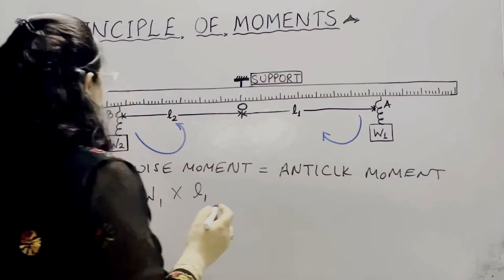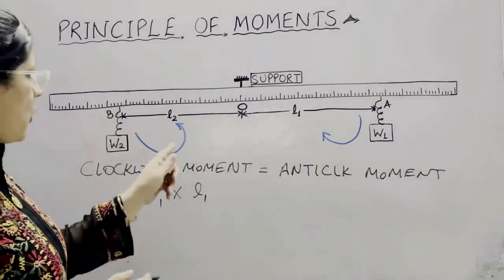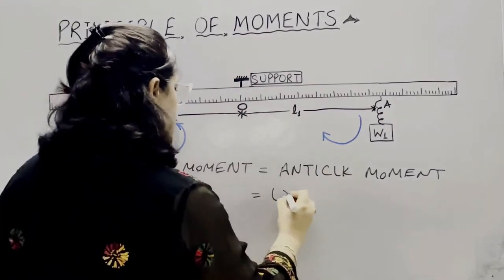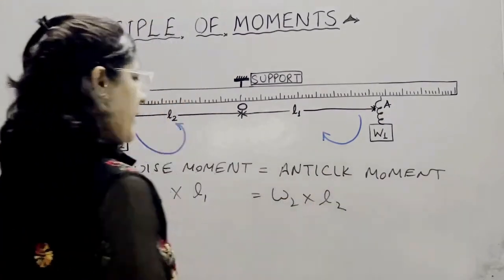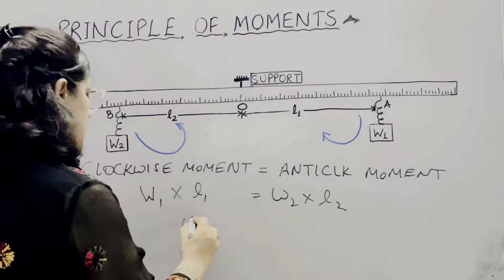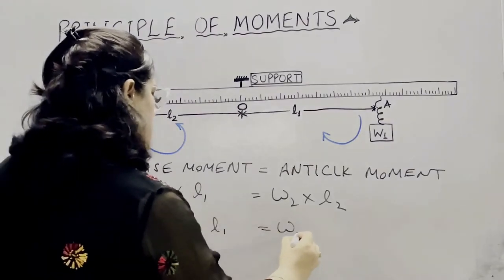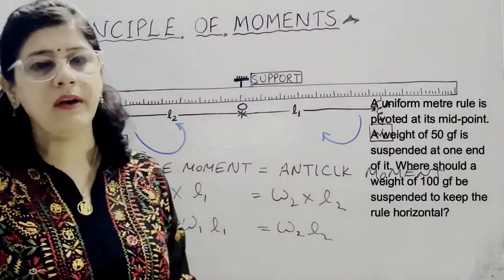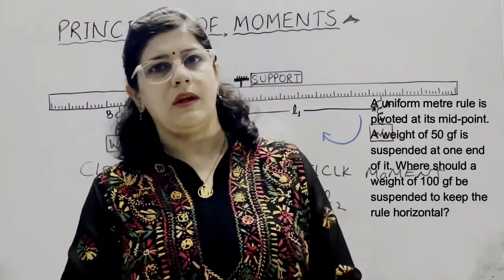Anti-clockwise moment is about the weight W2 from the fixed point O, and the distance is L2. So it is W2 into L2, and in equilibrium position W1 L1 is equal to W2 L2. So this is our principle of moments, which we are going to use in numericals now.